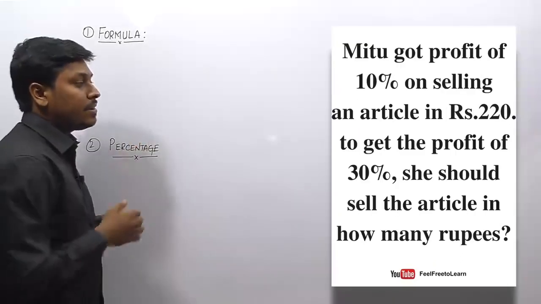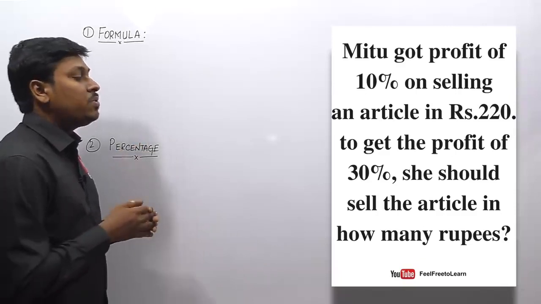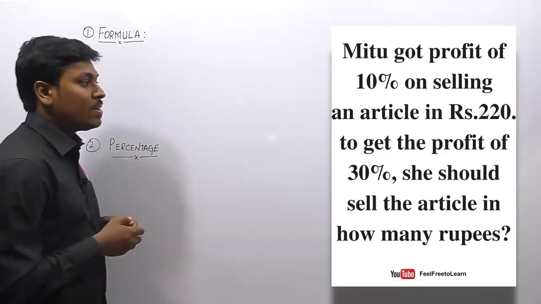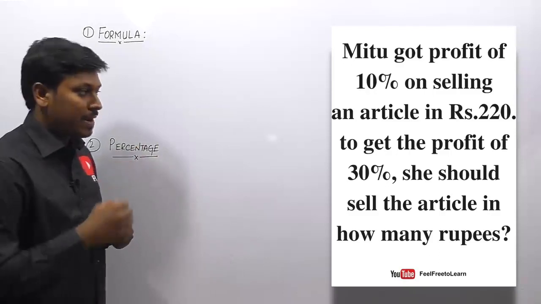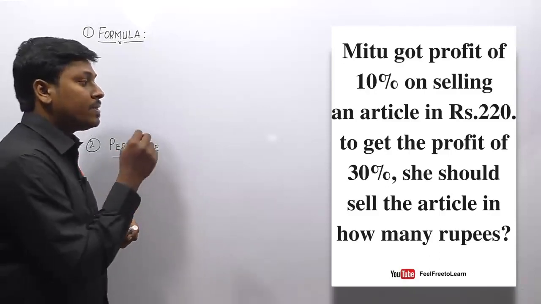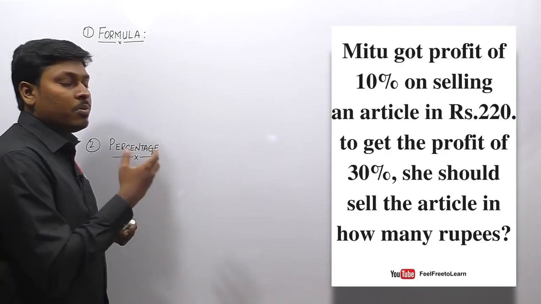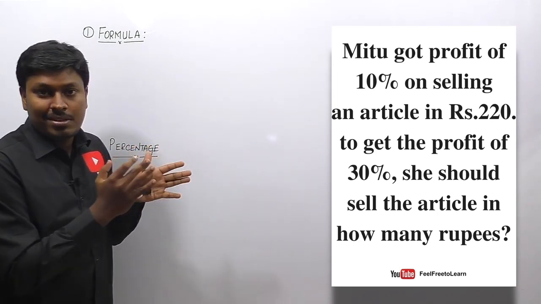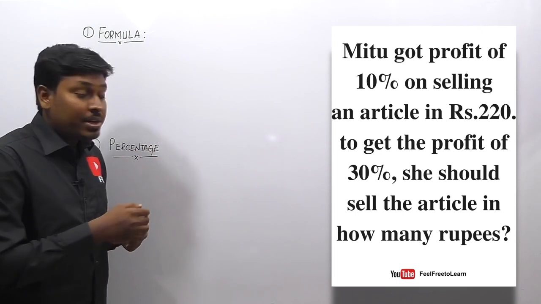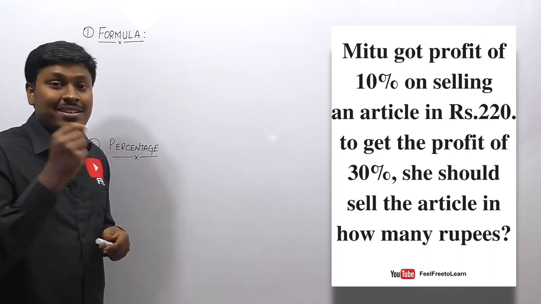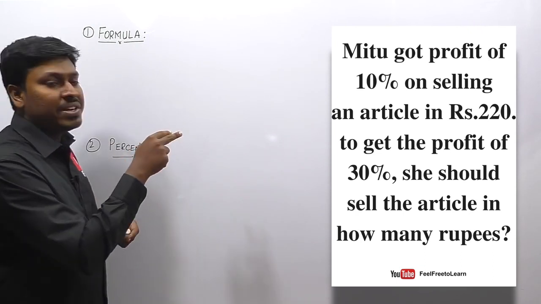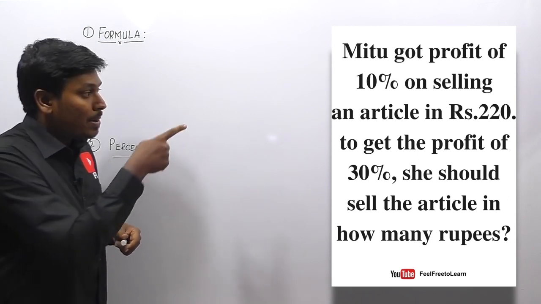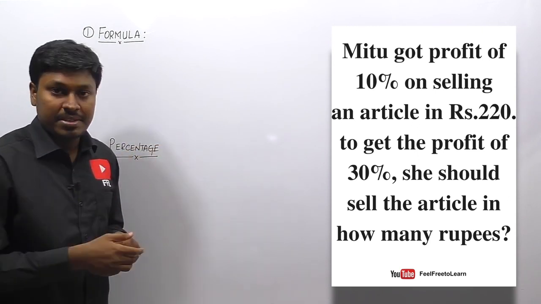The last 10th question in this lesson. Mittu got a profit of 10% on selling an article for rupees 220. To get a profit of 30%, what amount does he need to sell the article for? So friends, interesting question. It looks like a previous question, which we saw in this lesson, but you need to know how to solve each and every question, because in the previous question we talked about a loss of 10%, but here they are talking about a profit of 10%.